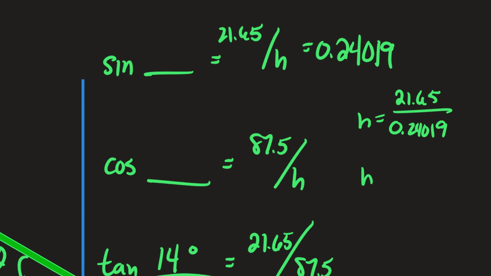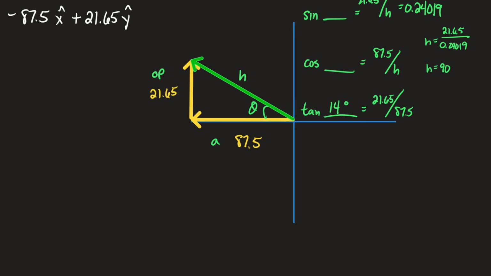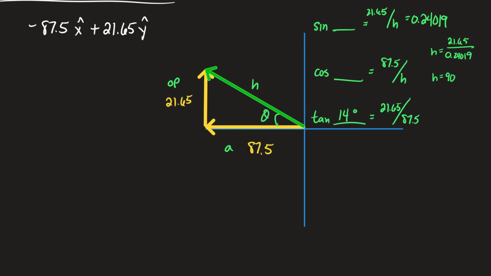And that gives me a hypotenuse of 90. Now, most of you know that you could have just found the hypotenuse by using the Pythagorean theorem. That works just as good. No reason not to. I'm just doing the trig stuff because we can. So this is 90. This is 14.